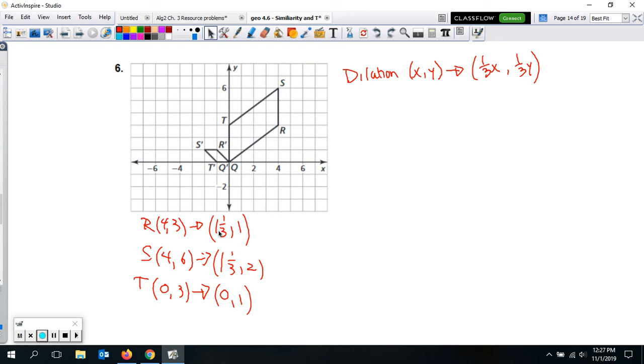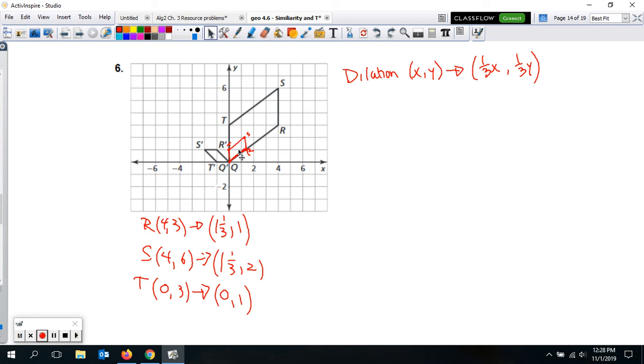And so now if we plot these points, I think about where 1 and 1/3 might be, and then 1. It's going to be somewhere up in this neighborhood right here. So you can see that's where my R is now. My S is going to be 1 1/3 again, but then up 2, so right about in that spot right there. 0, 1 is just right here. So there's our figure after the first dilation that's being done to get it down to the same size as our new one here for the prime.